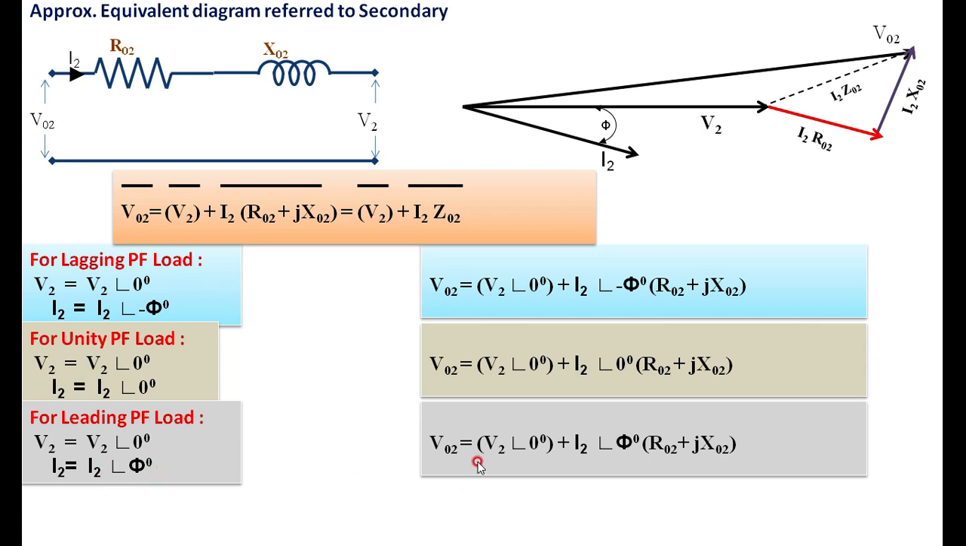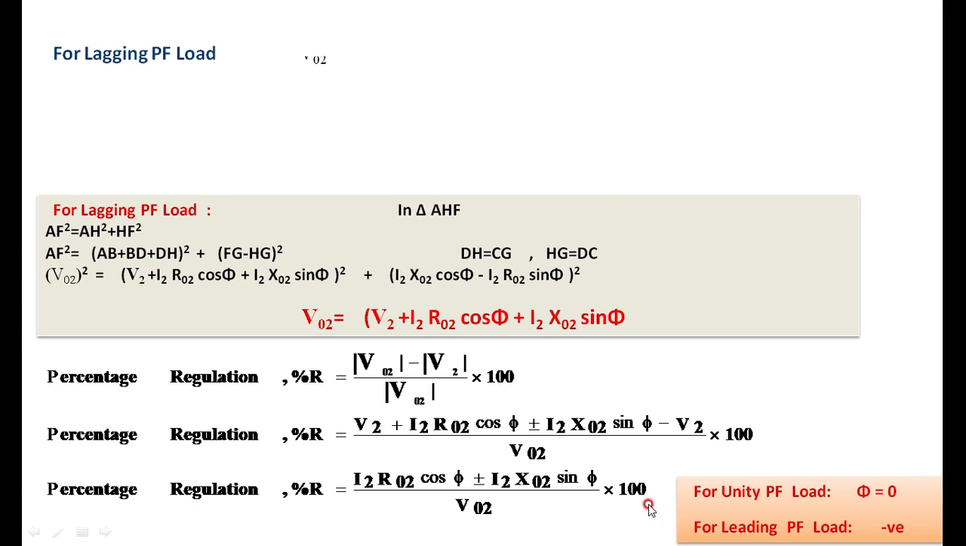Then what I am getting is V02 is equal to V2 at 0 plus I2 at an angle of φ times R02 plus jX02. This is how we have to calculate V02 directly. Otherwise, if you want to express the regulation, once we know V02, it is (V02 minus V2) divided by V02 into 100. What I am getting is the regulation.